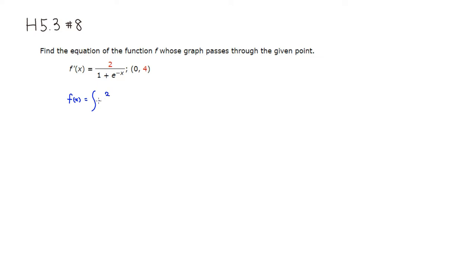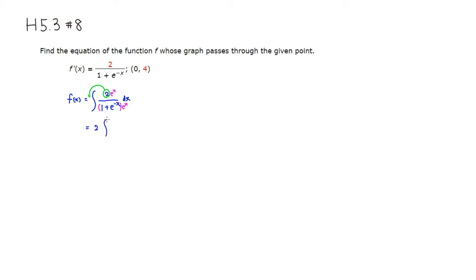So you have the integral of 2 over 1 plus e to the negative x with respect to x. Here's the trick: I'm going to multiply top and bottom by e to the x. I'm going to multiply this by e to the x and multiply this by e to the x. First thing is, this is a number right here. I'm going to kick this number outside, so we will get 2 outside.